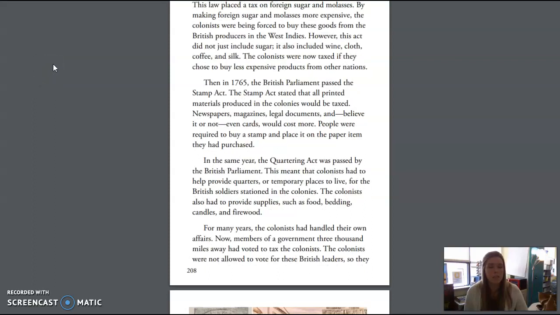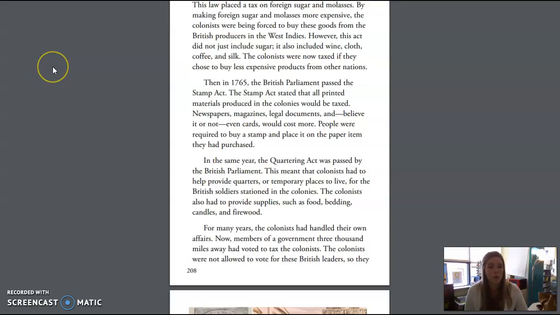Then in 1765, the British Parliament passed the Stamp Act. The Stamp Act stated that all printed materials produced in the colonies would be taxed. Newspapers, magazines, legal documents, and, believe it or not, even playing cards would cost more. People were required to buy a stamp and place it on the paper item they had purchased.